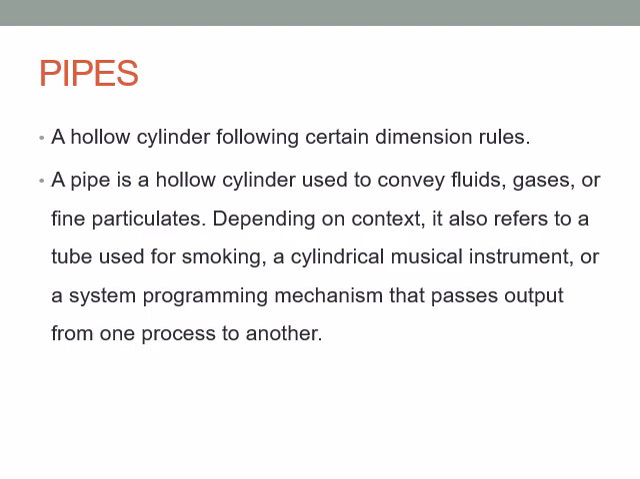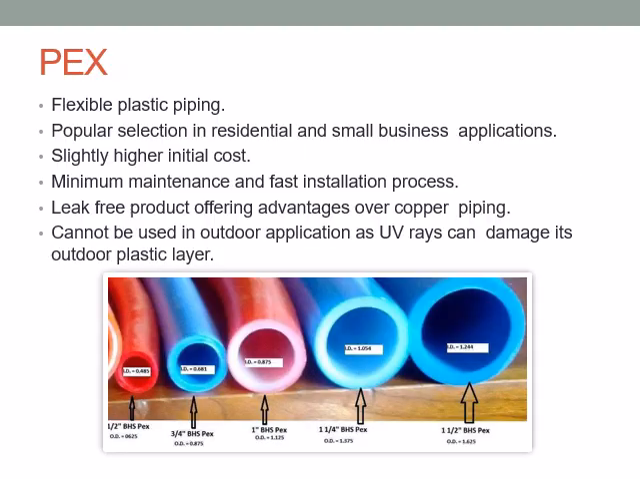First is about the pipes. A pipe is nothing but a hollow cylinder following certain dimensional rules. The pipe is a hollow cylinder used to convey fluids, gases, or fine particulates. Depending on the context, it is also referred to as the tube used for smoking, a cylindrical musical instrument, or in system programming, a mechanism that passes output from one process to the other.